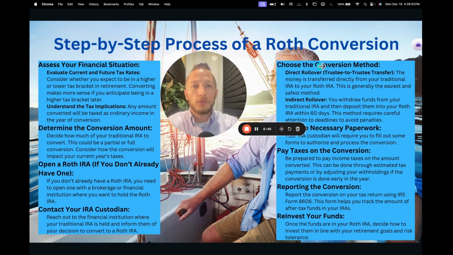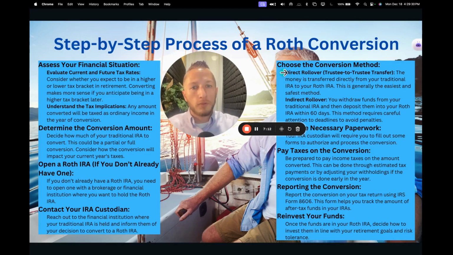Now, choosing the method that you want your check delivered to you in. When you contact your IRA company, they're going to do one of two things. They're going to send the money directly to your Roth account, or they're going to do an indirect rollover. An indirect rollover is just where they cut you the check, but you'll want to make sure that you get that check deposited within 60 days from the conversion. That is going to be probably of utmost importance if you decide to go this route.